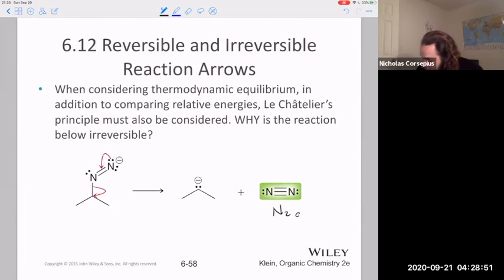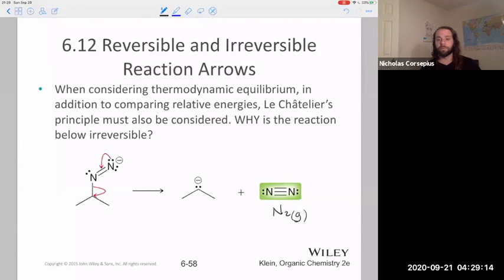So why would this reaction be irreversible? Well, because you're going to generate this N2 gas, which is going to quickly leave the reaction vessel. So according to Le Chatelier's principle, you're taking away one of your products, which will drive the reaction even further towards that product side. Not only that, but now the nitrogen's not floating around to be able to collide and actually go in the reverse direction.